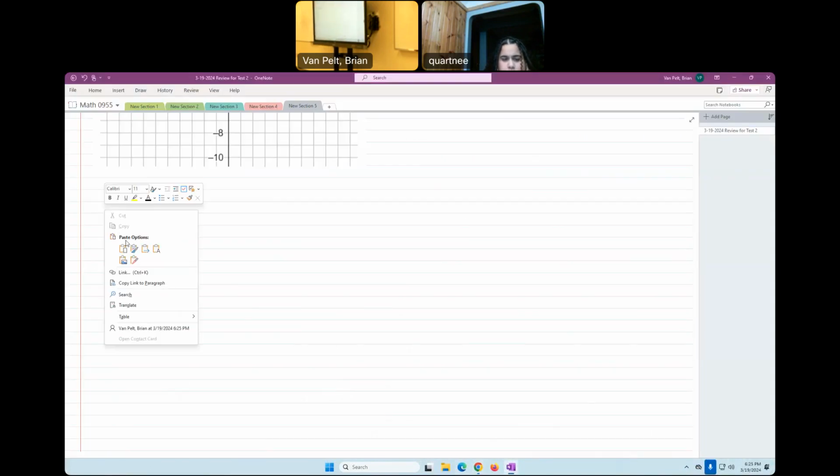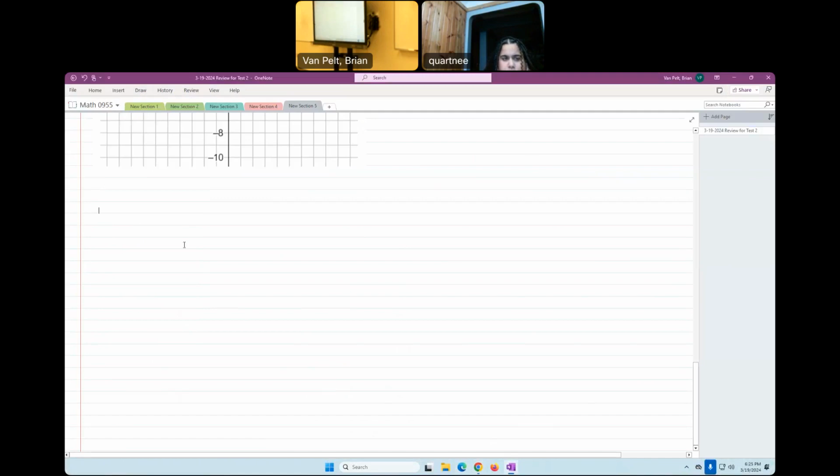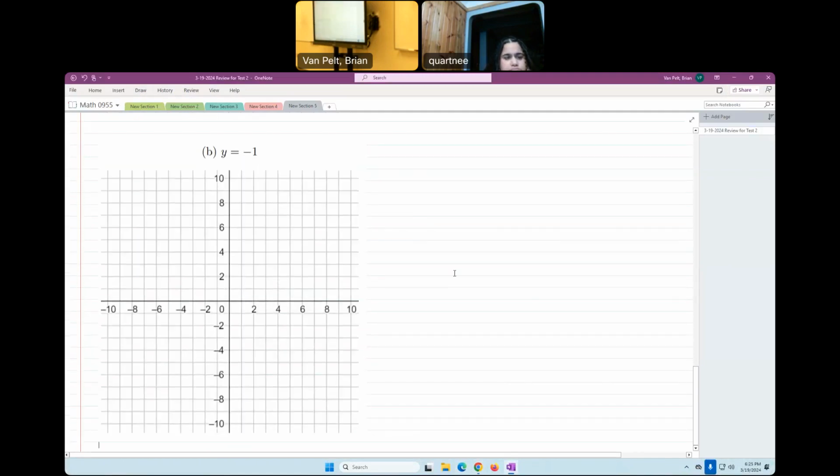I'm not going to spend much time on this one. I just want to get it over with because, like I said, I think it's better if you just memorize what kind of a line this is. This is horizontal, right? Where is it going to cross the y-axis?